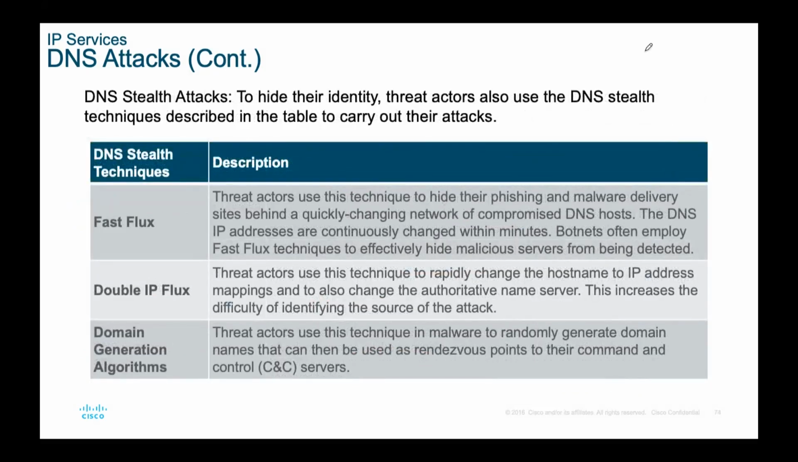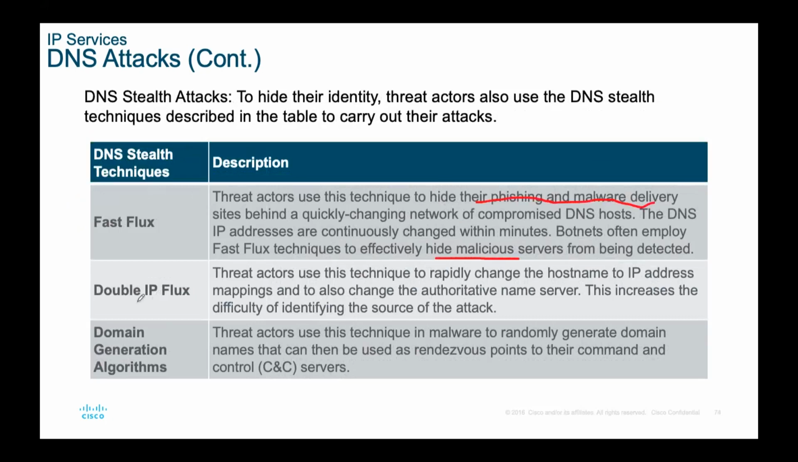Okay. All right. So DNS stealth attacks. To hide their identity, threat actors also use DNS stealth techniques described in the table below to carry out their attacks. So DNS stealth technique, fast flux. What is fast flux? Threat actors use this technique to hide their phishing and malware delivery sites behind a quickly changing network of compromised DNS hosts. The DNS IP addresses are continuously changed within a minute. Botnets often employ the fast flux technique to effectively hide malicious servers from being detected.